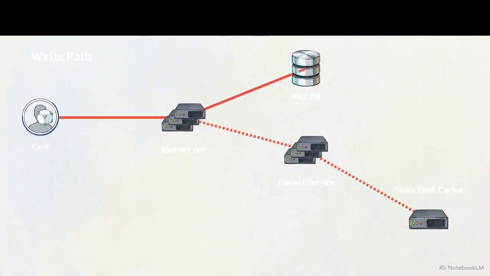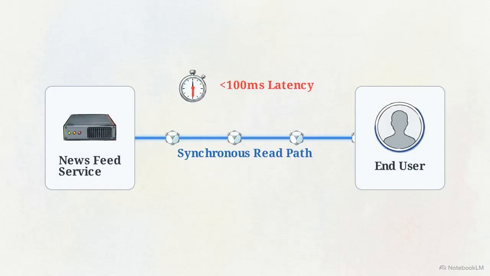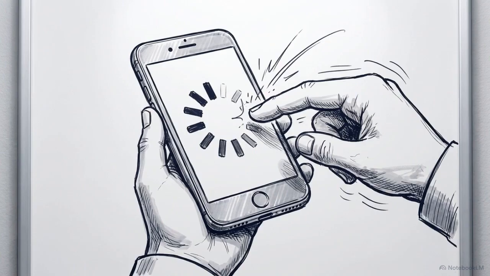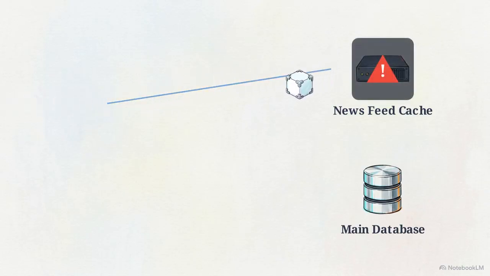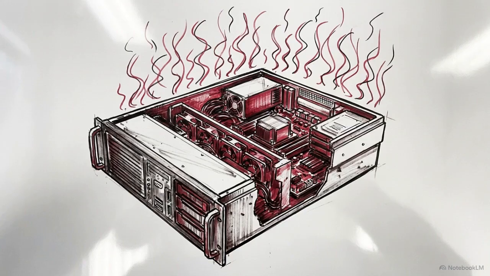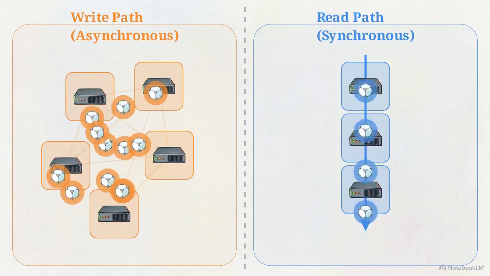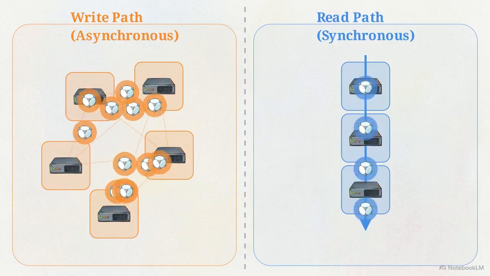The write path is highly fault-tolerant because it is asynchronous. If the fan-out process takes several seconds to complete, the delay is invisible to the user. The read path is synchronous and highly sensitive to lag. Any delay in the feed cache is immediately experienced by the user as a performance failure. If the newsfeed cache is empty or fails, the system must cross over and query the main database to hydrate the feed manually, a process that is both slow and resource-intensive. Enterprise scale requires a complete decoupling of these paths, ensuring that write-heavy operations never block the synchronous read requests.